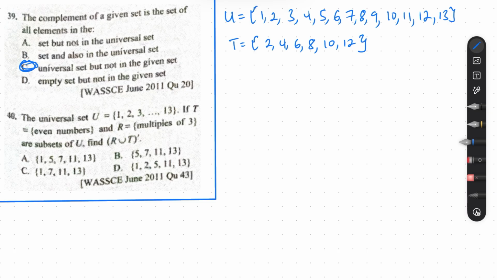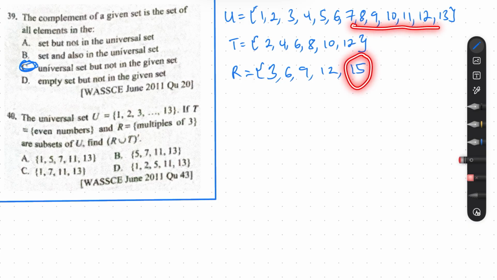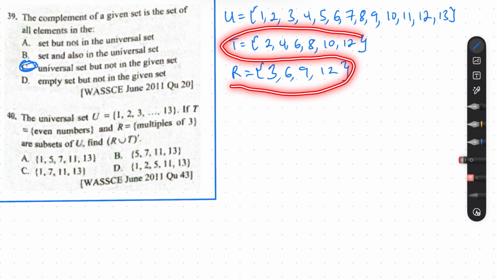Now let's go to R. R is a multiple of 3. So we start from 3, 6, 9, 12. Can we add 15? No, we can't add 15 because 15 is not in this universal set. Cool. So we stop right here. So our question says we should find R union T, then we find the complement of that. Okay, so first we need to find R union T. That means all the elements in R and T together.